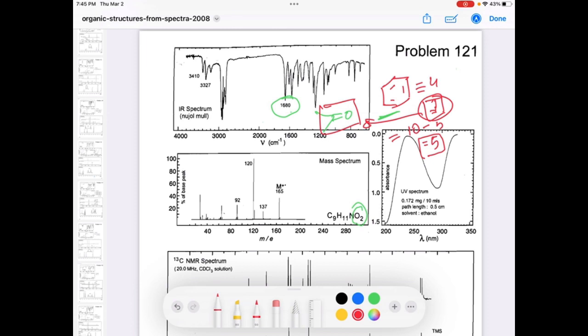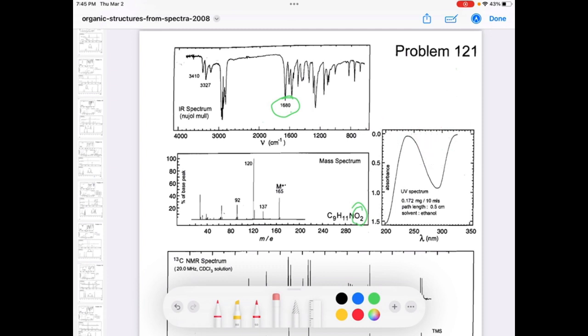So total 5 Soder. Since we determined we have total Soder 5, 4 is for the aromatic ring and 1 for the carbonyl group. So Soder equals 5: benzene ring 4 and carbonyl group 1.